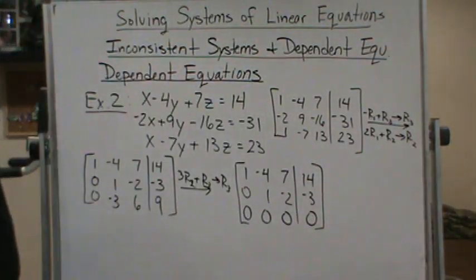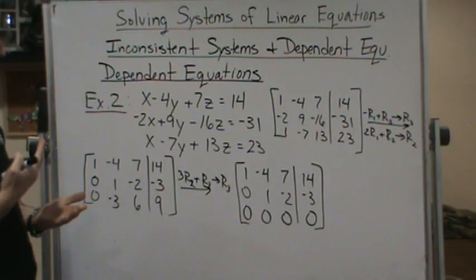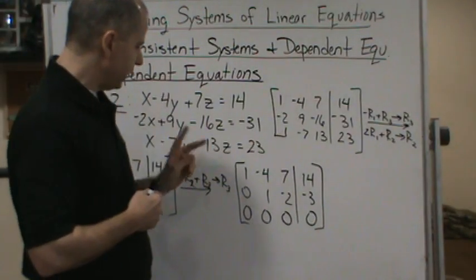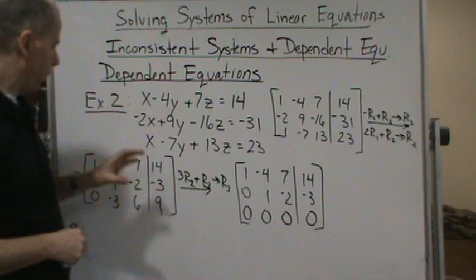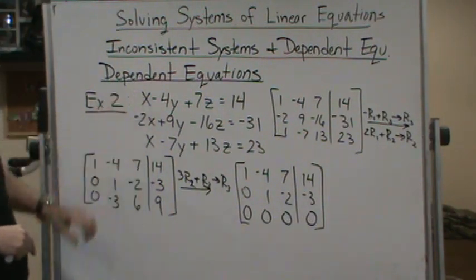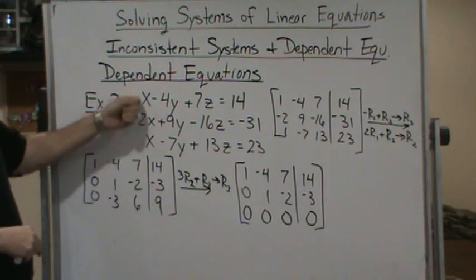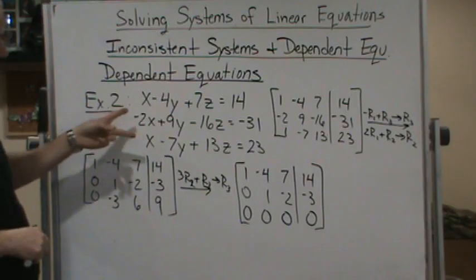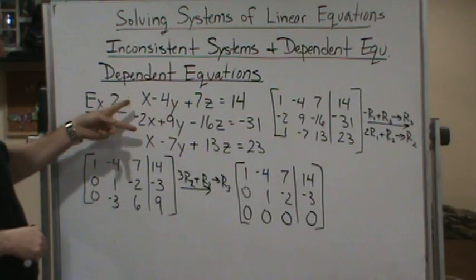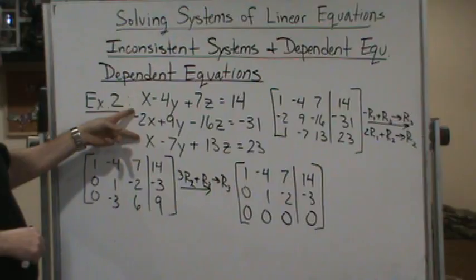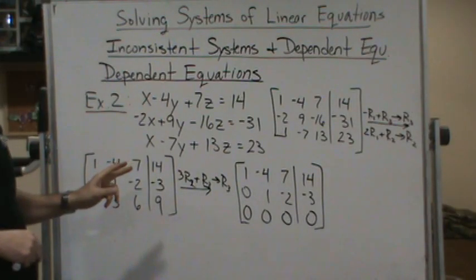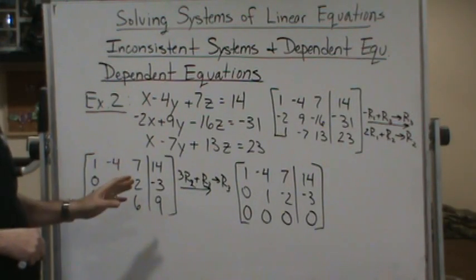And so now, what does this tell us? It tells us that there's redundancy in this system, right? Which means that we can actually represent the same solution set with 2 equations instead of 3, okay?